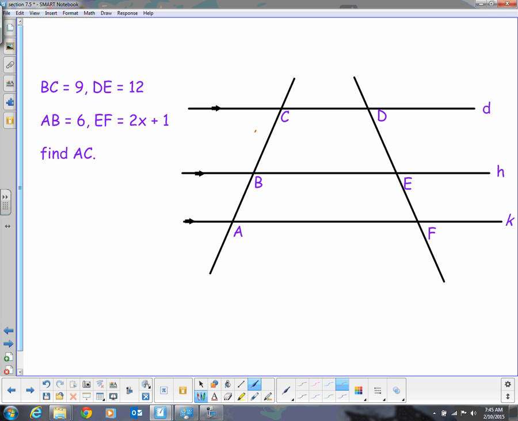So if BC is 9, DE is 12, AB is 6, and EF is 2x plus 1, what are we going to have? Karen, what proportion? 9 over 12? All right. And then you solve from there. So we've got to go into the angle bisector so you can do all your problems.